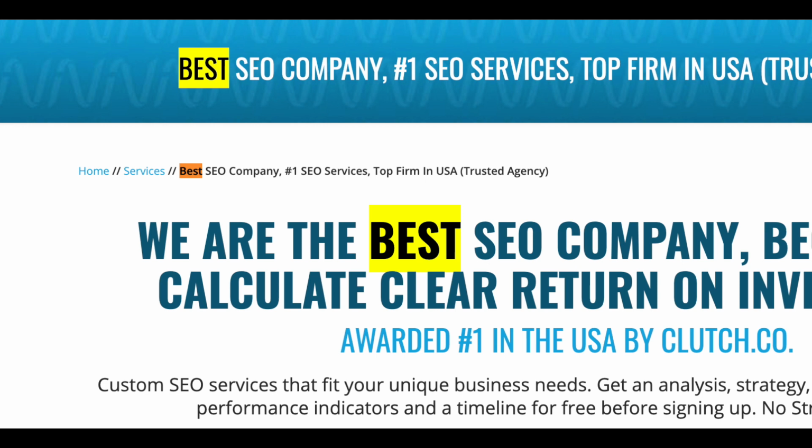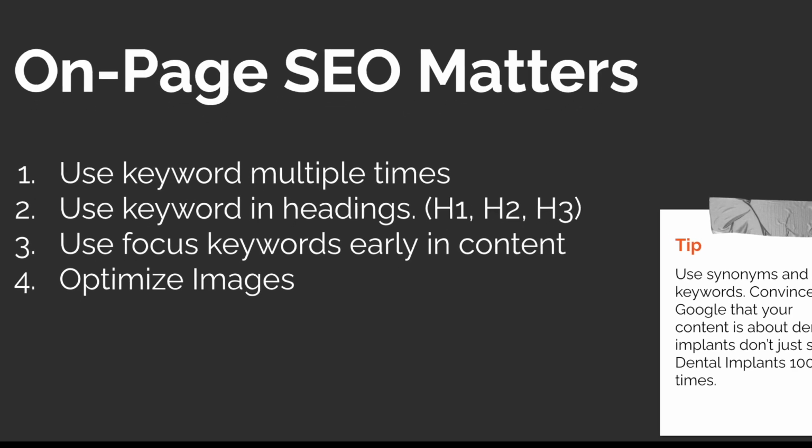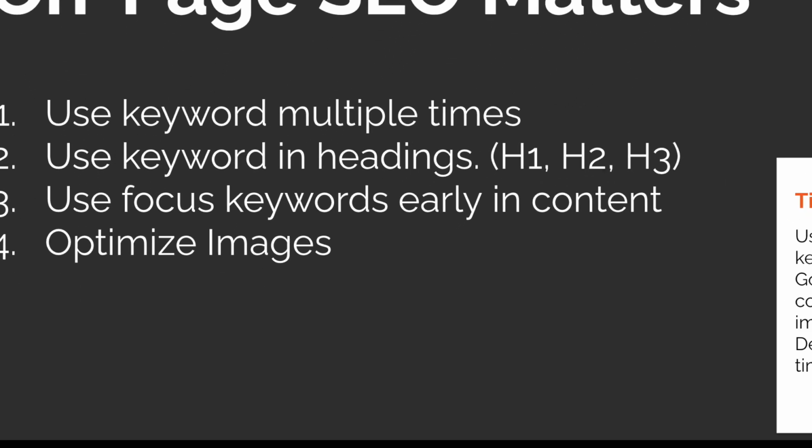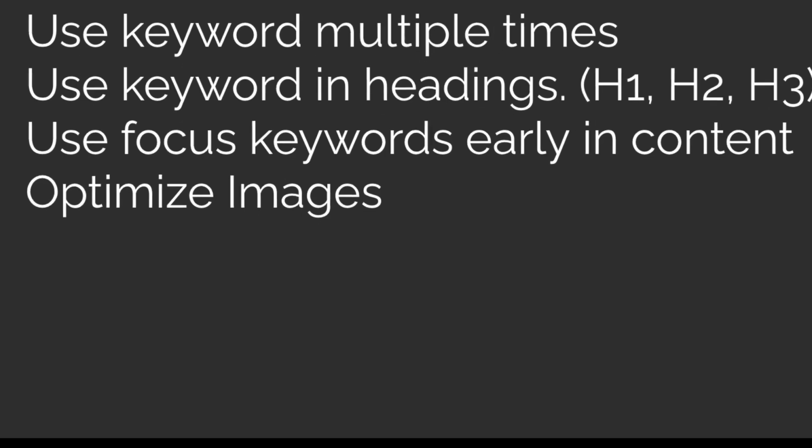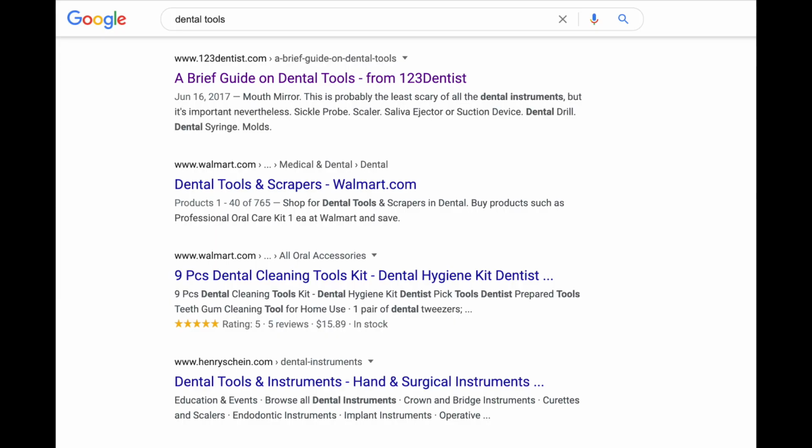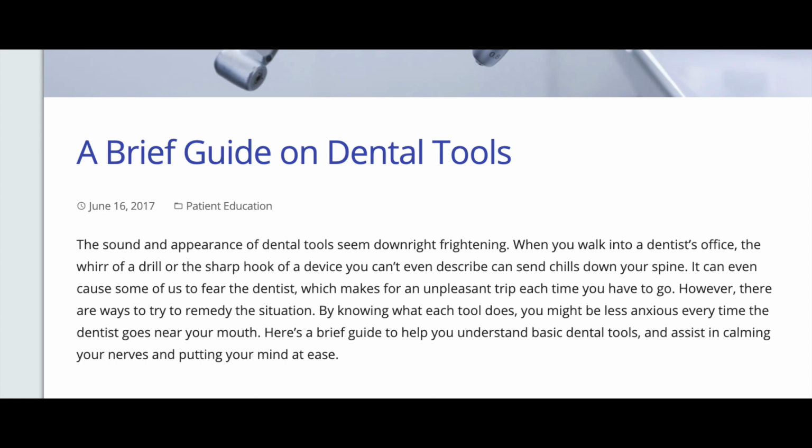Next, as far as on-page SEO goes, you need to use keywords and headings. Let's search for dental tools. Here's the first webpage that comes up. You will notice the keyword phrase dental tools is prominently seen in the first title on the page. That sends a message to Google that this page is about dental tools. Also, once the searcher visits the page, the headline confirms to them they have landed at the right place and that the page is indeed about dental tools.